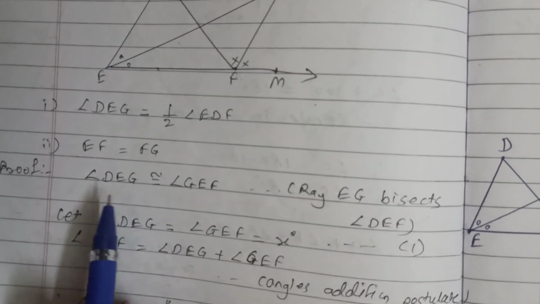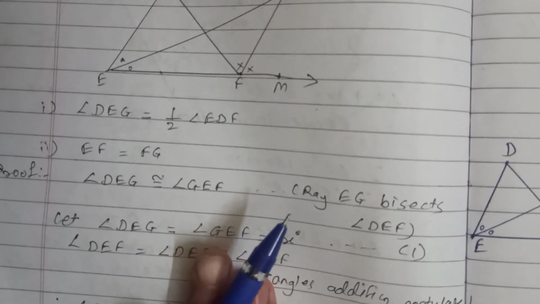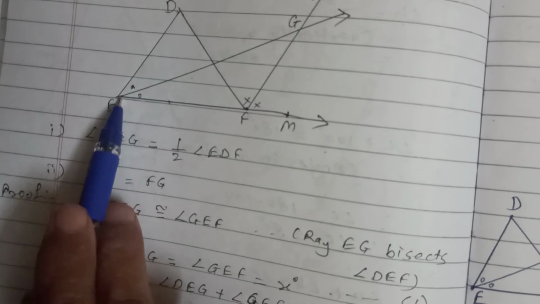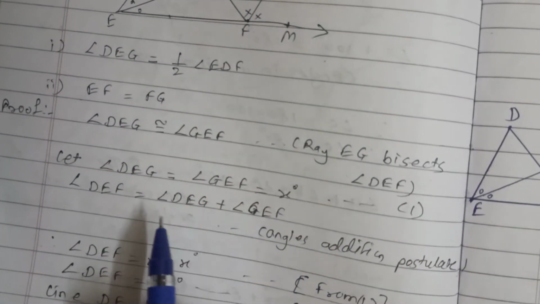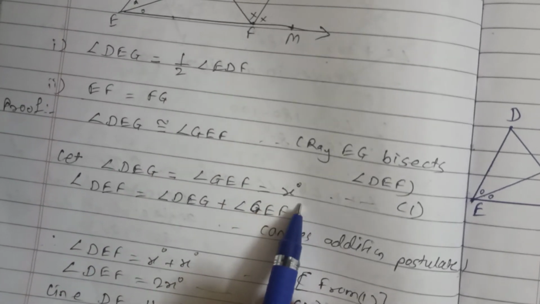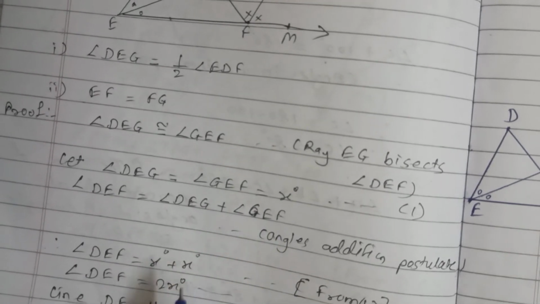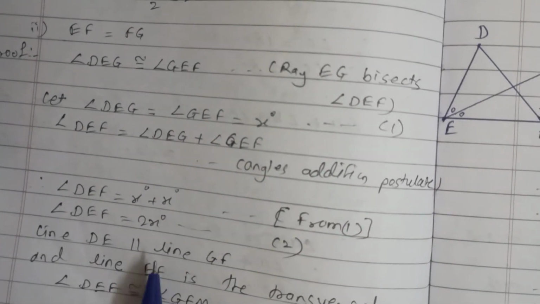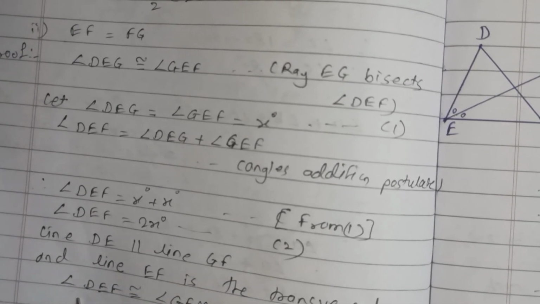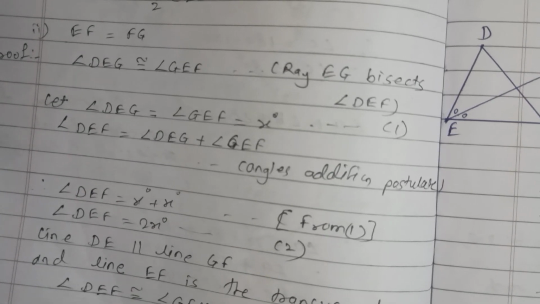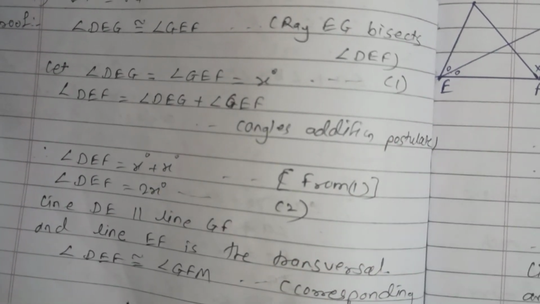Angle DEG is congruent to angle GEF, as ray EG is the bisector. Therefore, as EG is a bisector, these two angles are congruent. Let DEG and GEF be equal to x degrees. Then angle DEF is equal to the addition of these two angles, that is 2x degrees. Now line DE is parallel to line GF and line EF is the transversal. Therefore angle DEF is congruent to GFM, corresponding angles. We can see in the figure also.